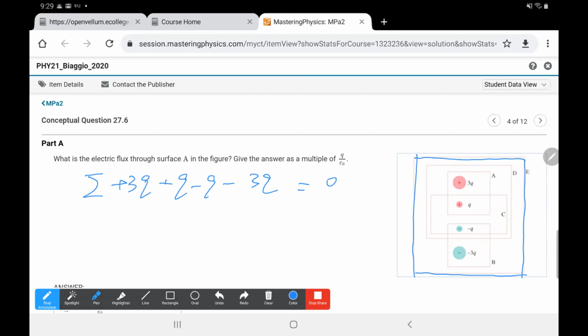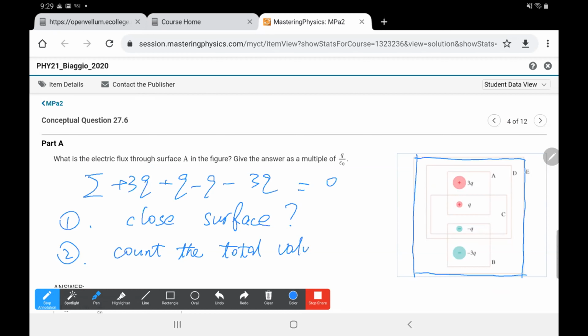Okay, so for these questions, to use Gaussian's law, we have 2 steps. First, we check if this is a closed surface or not. If this is not a closed surface, we can't use Gaussian's law. So closed surface, then second, count the total value of charges inside of the closed surface.